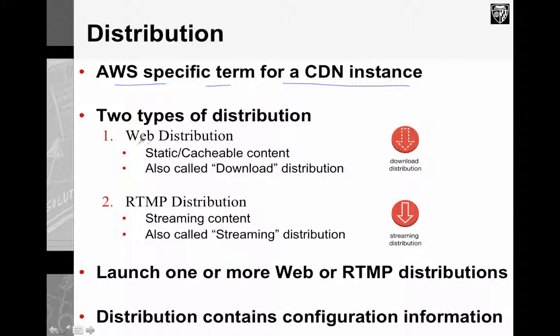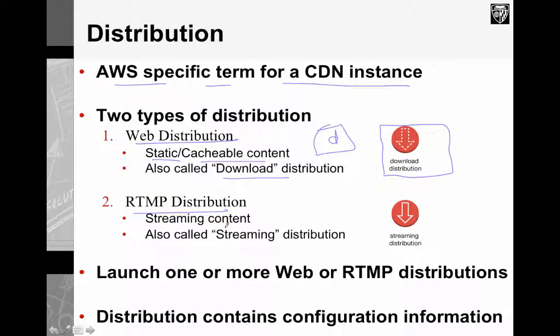We can either create a web distribution or an RTMP distribution. If you create a web distribution, it's really used for static or cacheable content. It's also called download distribution. And by the way, that's what the symbol for it looks like in AWS icons. And all the web distribution domain names start with a D. Take a look out for it. When we actually do the demo, I'll show you how the URLs actually start with a D.